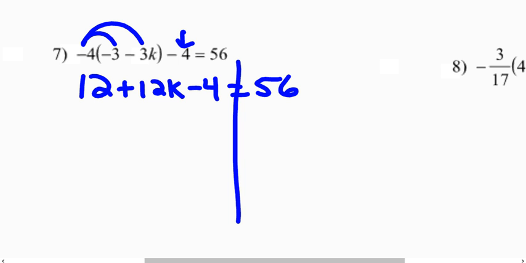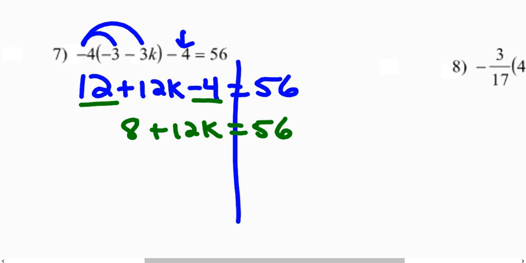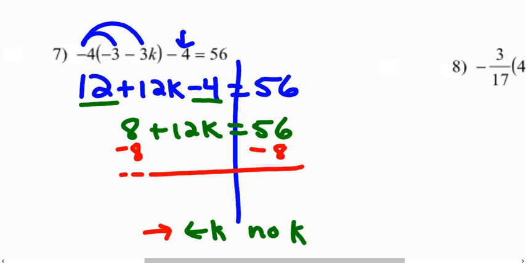Okay, looking at my left-hand side, I see some like terms I can combine. I have 12 minus 4, which gives me 8, plus 12k equals 56. All right, I'm pretty much done reducing. I can't combine anything else, so I'm down to where I want to get all my k's and no k's and so forth. If I'm going to follow this rule down here that I just wrote, and I can only have k's on the left, that means this guy has to go away. So I'm going to subtract 8 both sides, because this is a positive 8. If it doesn't say a negative, you assume it's positive.